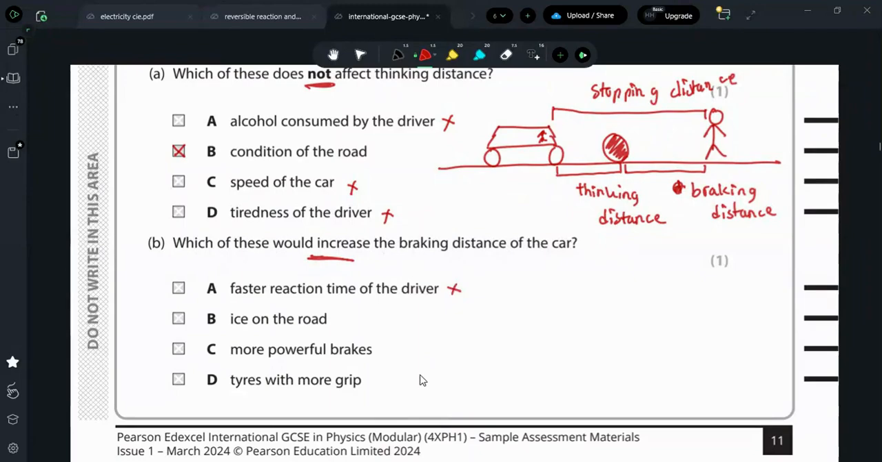Then coming to more powerful brakes. Think about it: if my brake is more powerful, the driver will apply a greater force to slow down the car, right? So if a greater force is applied, there will be an increase in the friction between the brake pad and the wheel. If friction increases, then the car will slow down faster, right? Friction is increasing.